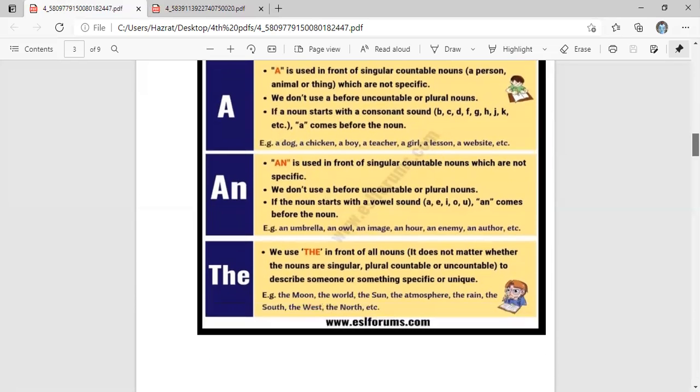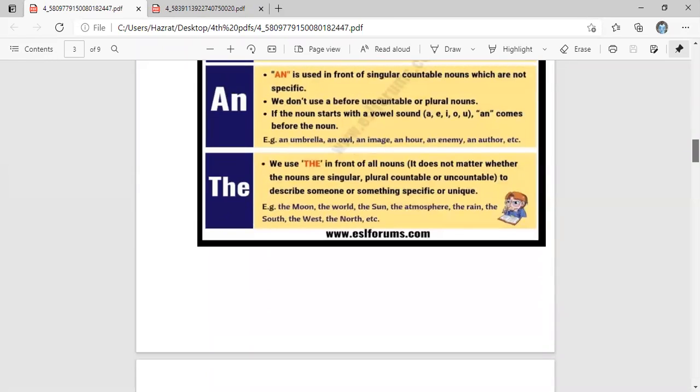Then an is used in front of a singular countable noun. The countable nouns will start with vowel sounds, as I had told you, a, e, i, o, u. An comes before the nouns. For example, an umbrella, an owl, an image, an hour, an enemy, an author. So these are the things.